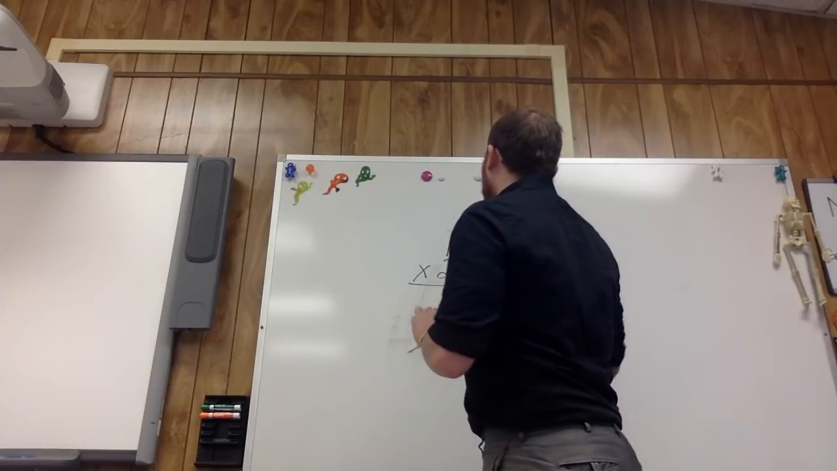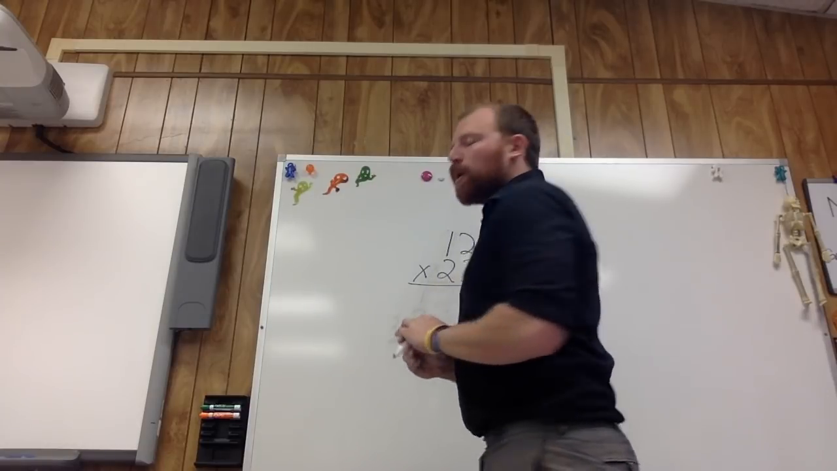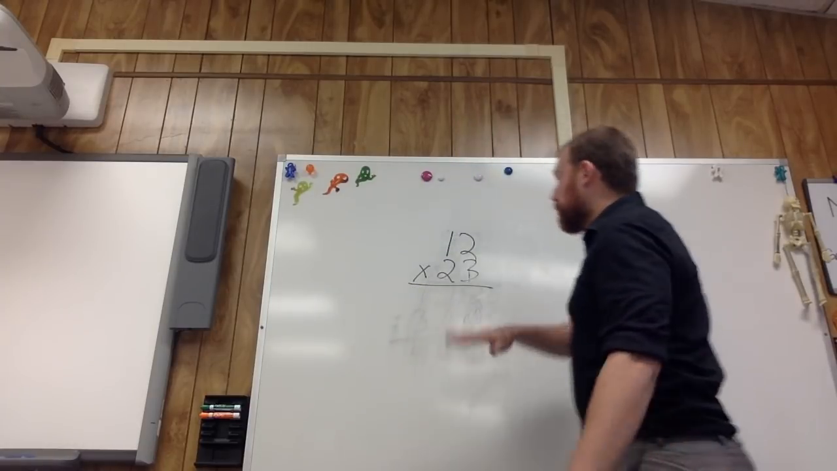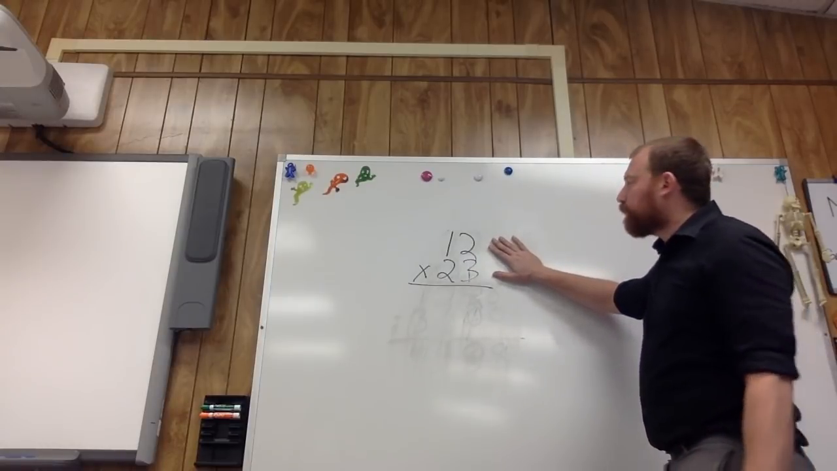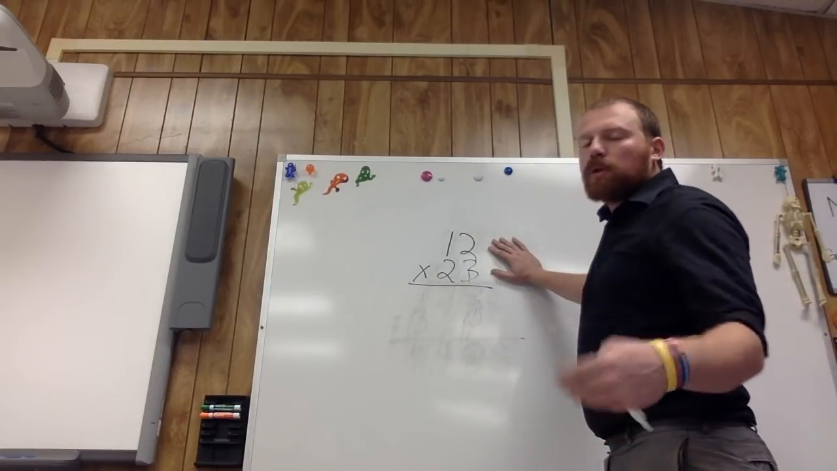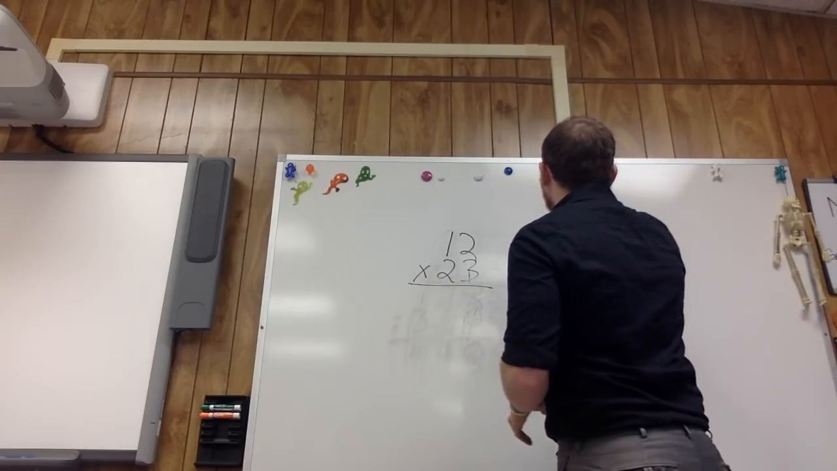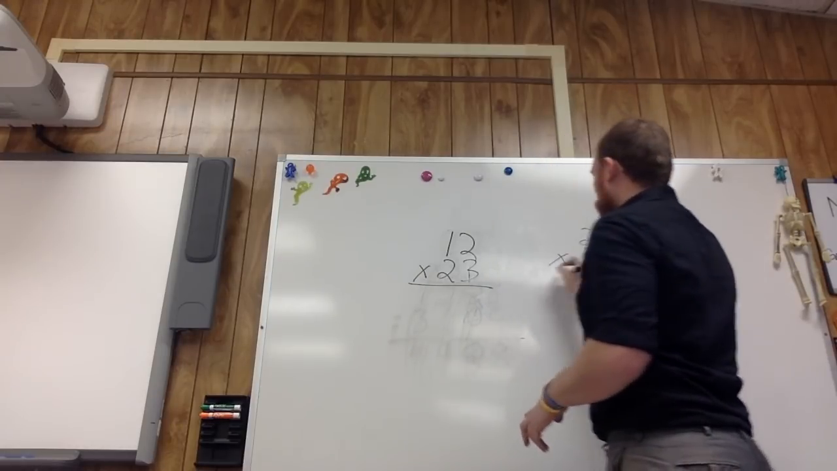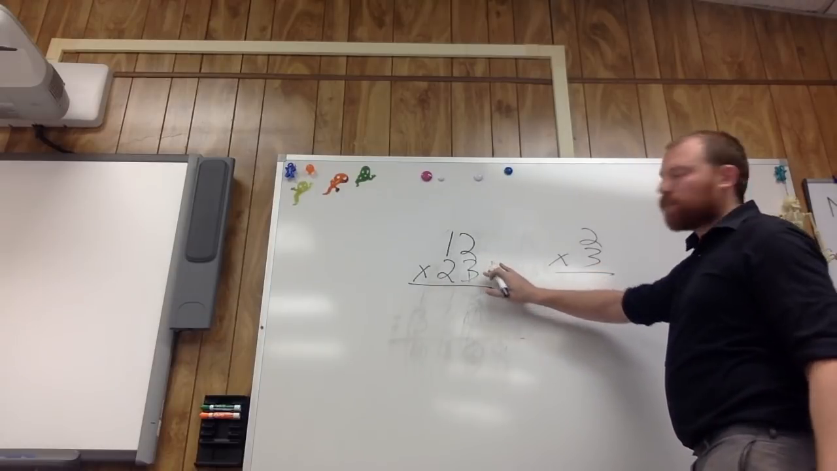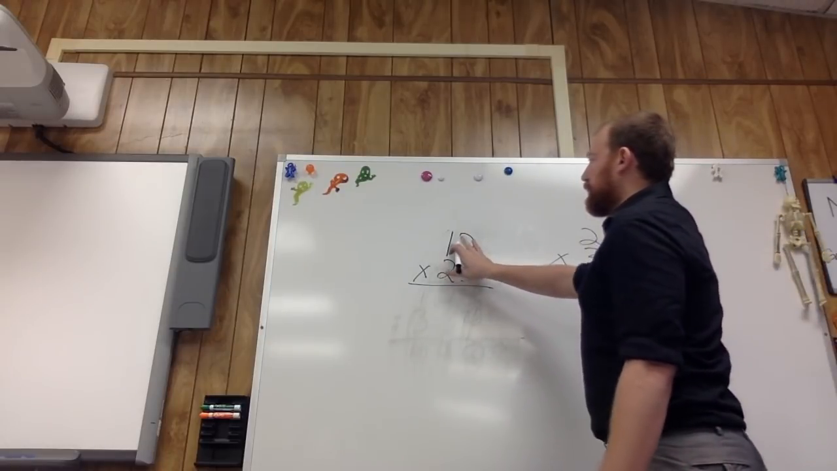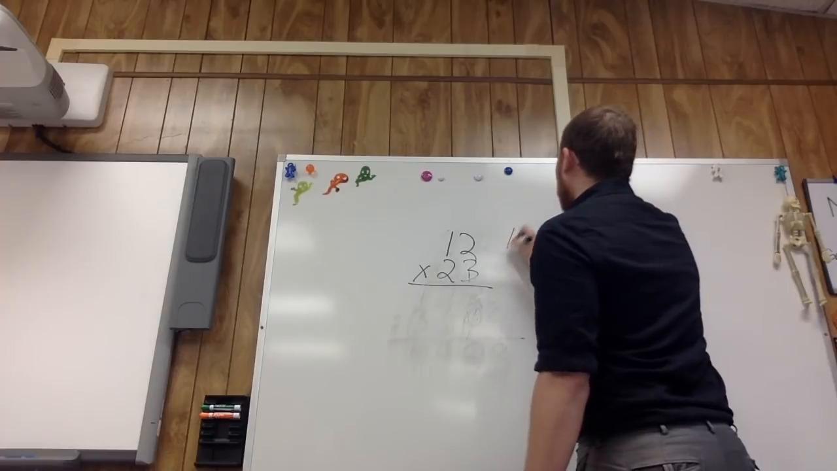with, let's not do 1, let's do 3. I'm going to just do a double digit by double digit, something like this, 12 times 23. So we can multiply based on the place values. You can do 2 times 3, which we have here. You can do 10 times 3.